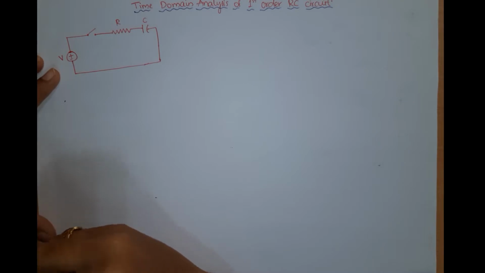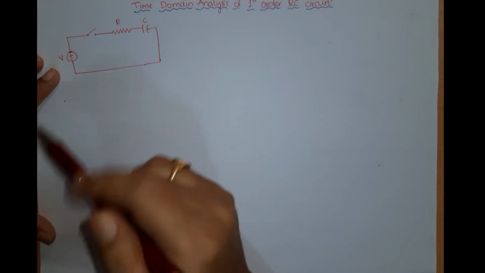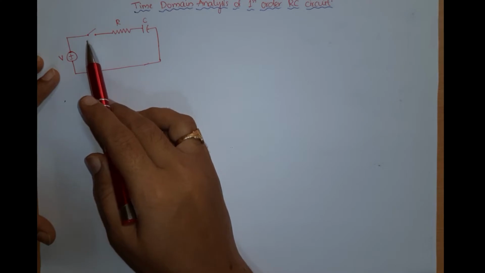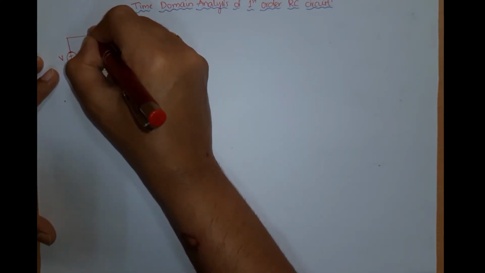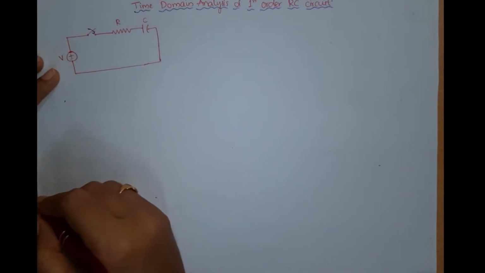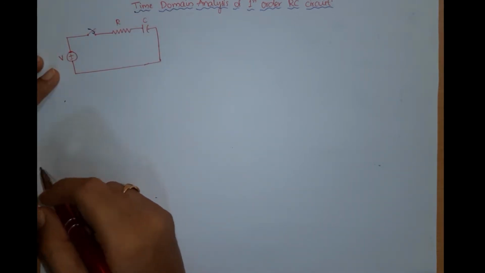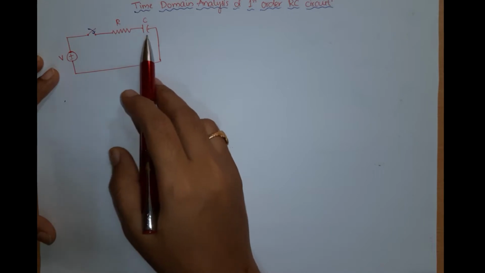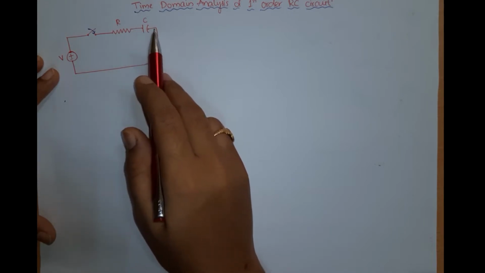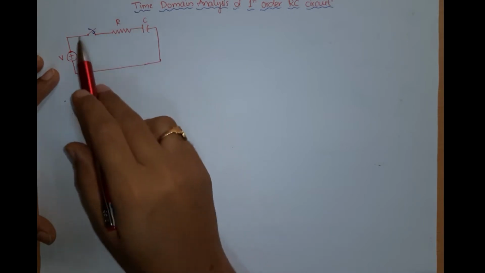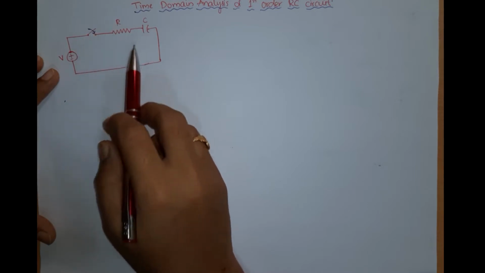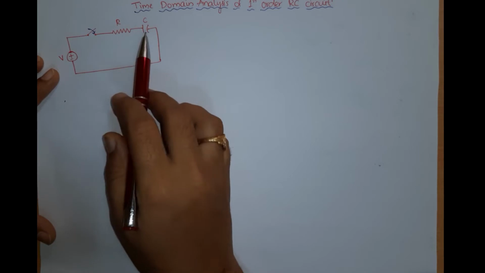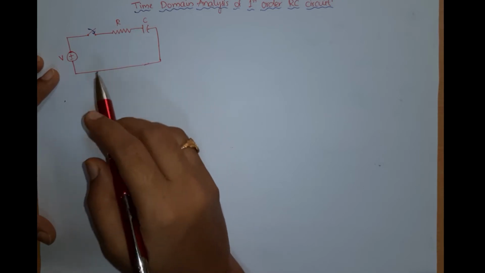Initially I have taken the switch as open. Now at time t equals 0, I am closing this switch. That means initially there was no current flowing, so there was no potential difference across this capacitor. But when I close this switch, there is some amount of current flowing through this RC circuit due to the existence of potential difference between the terminals.